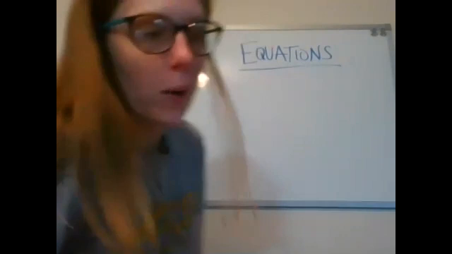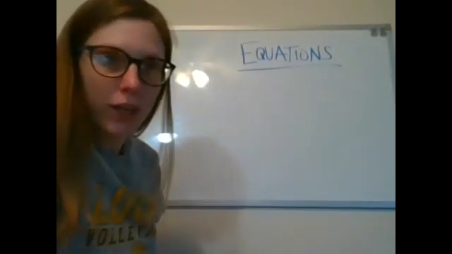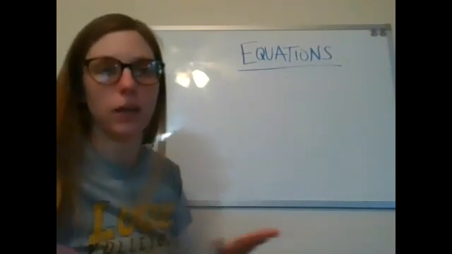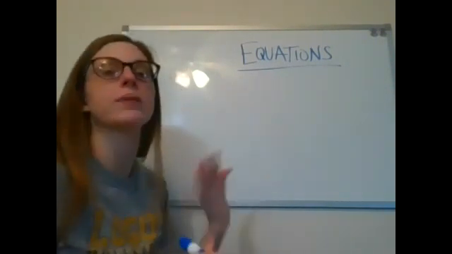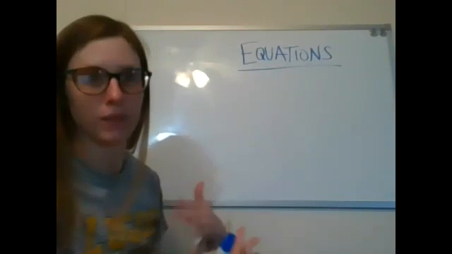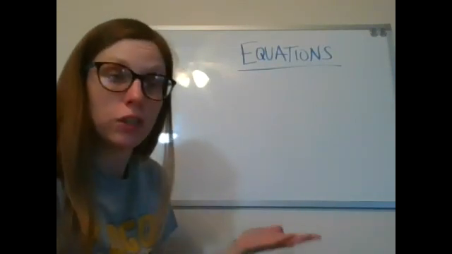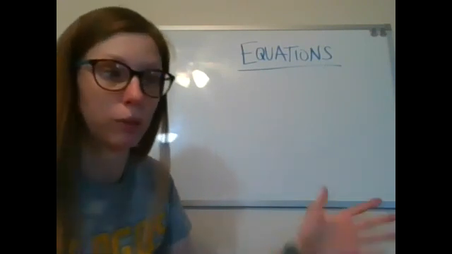You got it. Okay, so our one-step equations. We always solve by doing the opposite of what it's written as. So the opposite of addition is subtraction. Opposite of subtraction is addition. Opposite of multiplication is division, so the opposite of division is multiplication.